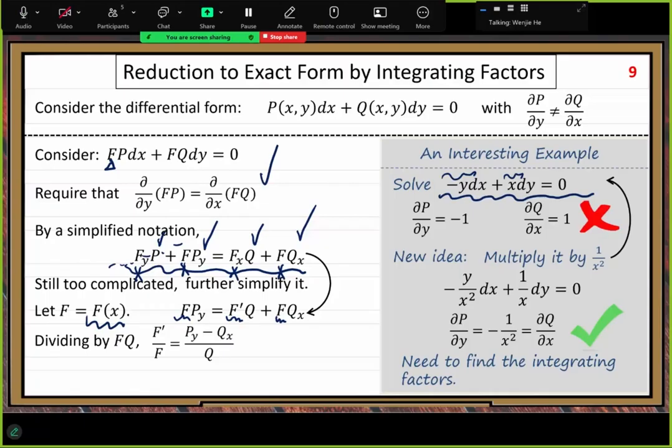P, Q known, and partial P sub Y, Q sub X, all known. So the right-hand side is known, all right? So you get F prime over F equals a known function. So the good thing is the right-hand side is a known function. The left-hand side is to be solved, to be determined, F.